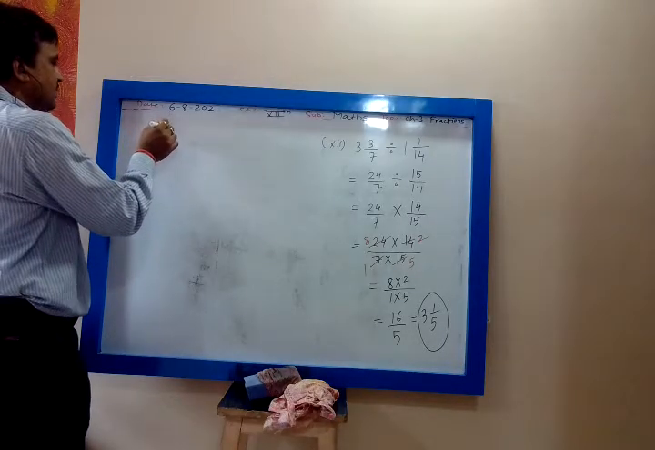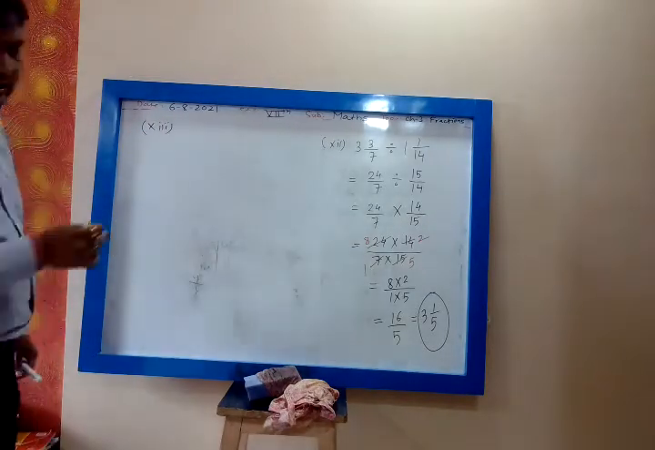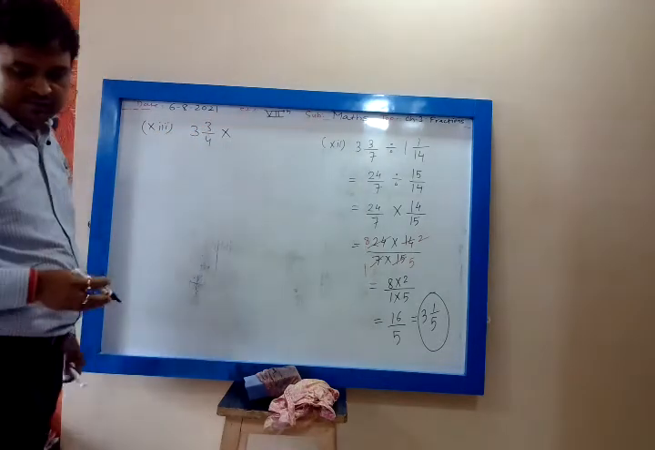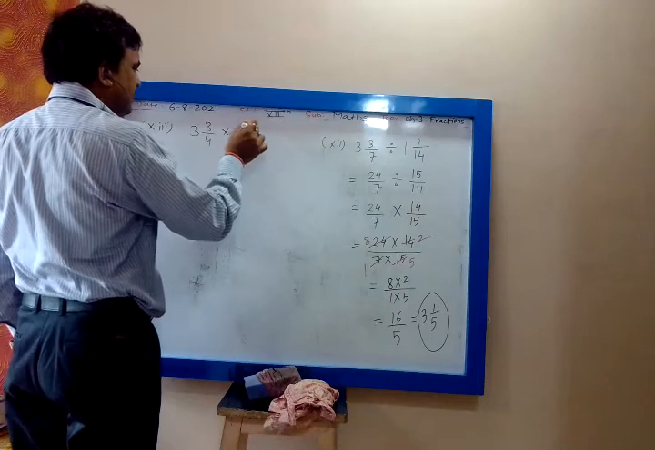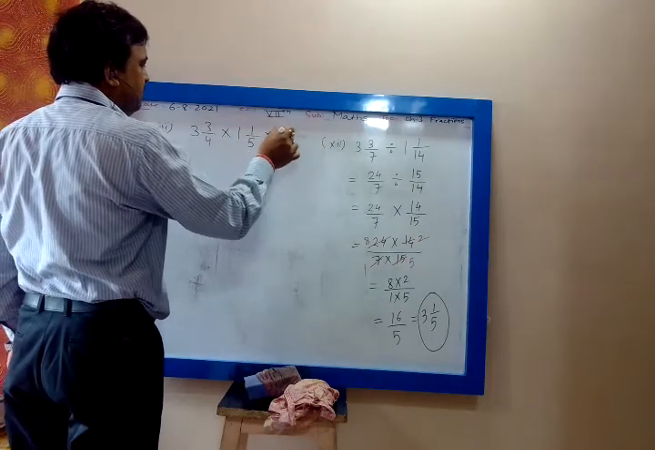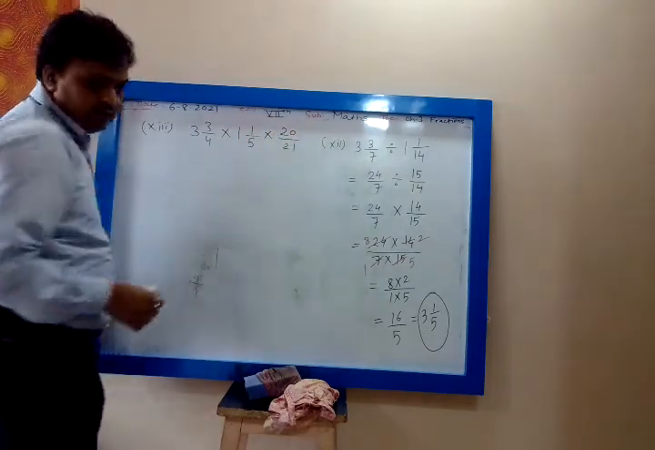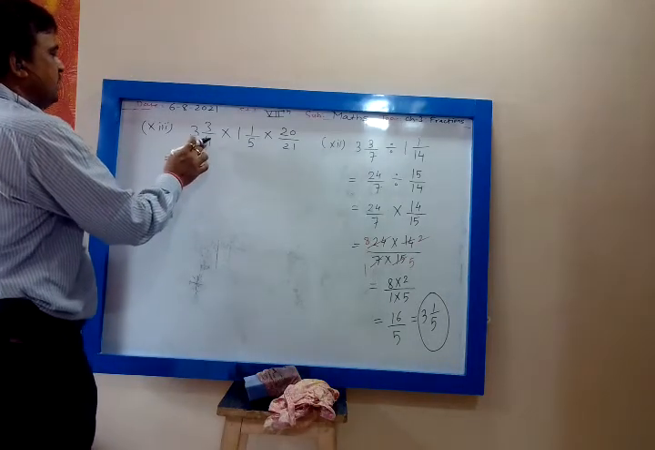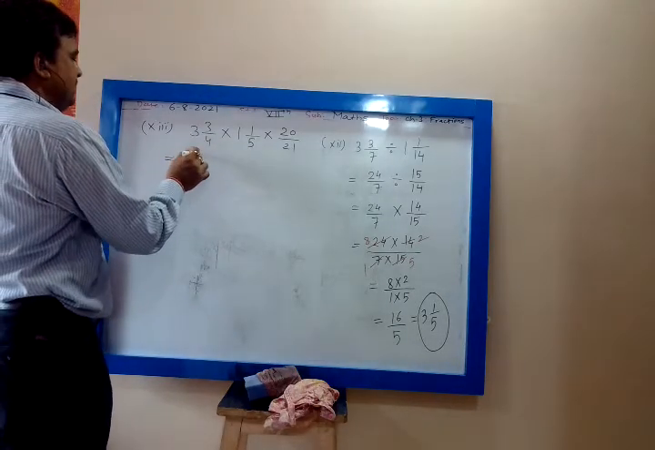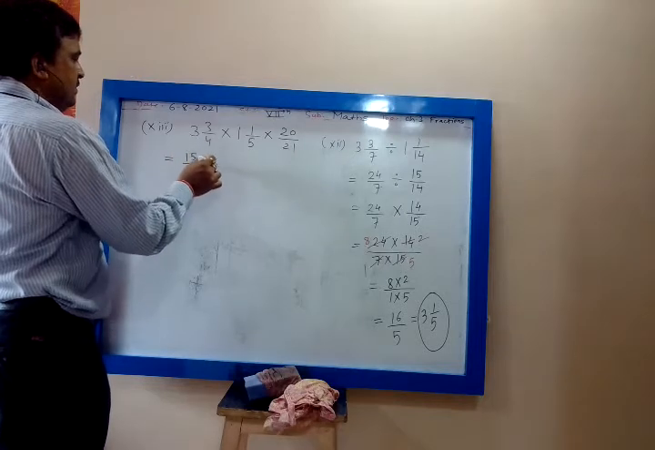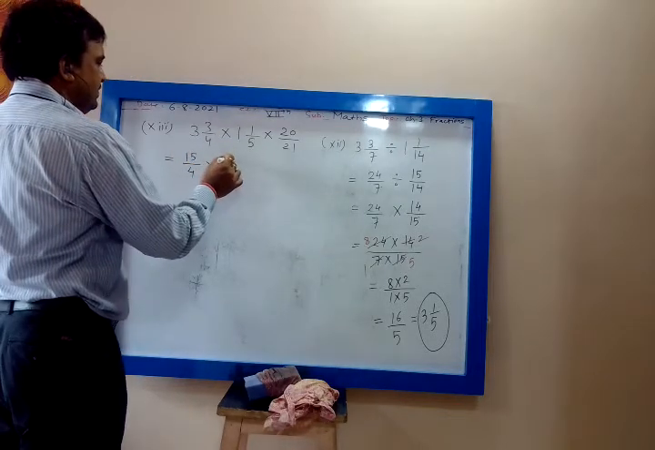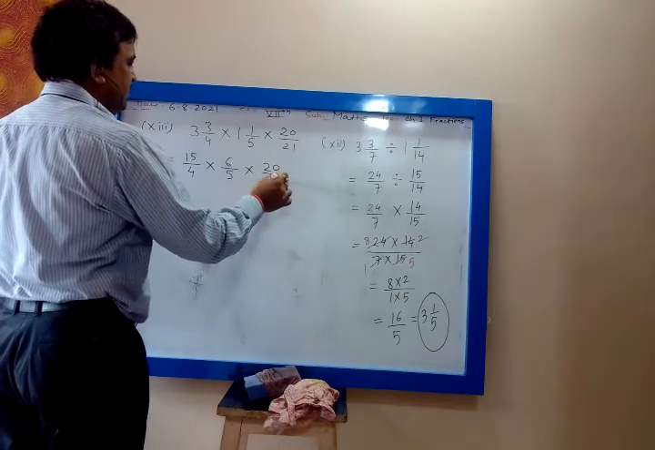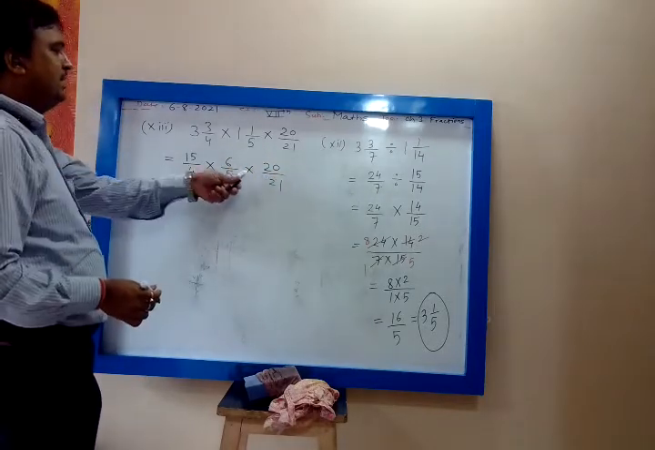Now 13: 3 is to 3 by 4 multiplied by 1 is to 1 by 5 multiplied by 20 upon 21. Let us see. What do you mean by 3 is to 3 by 4? 4 3s are 12, 12 plus 3, 15 by 4. 5 1s are 5, 5 plus 1, 6, 6 upon 5. Into 20 upon 21.